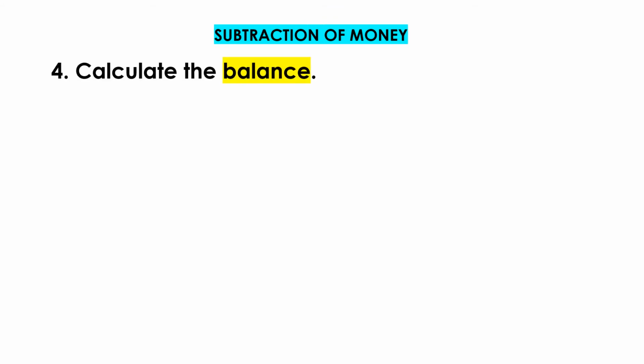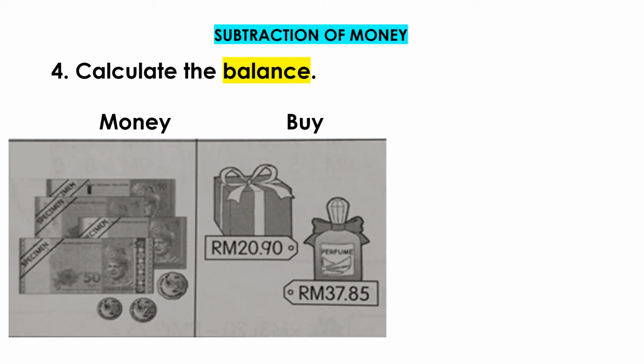Okay, calculate the balance. For example, this is the money that Nur Batrisha has. She wants to buy a present that costs 20 ringgit and 90 cents, and a perfume that costs 37 ringgit and 85 cents. So what is the balance of Batrisha's money? For that, we have to count the total of Batrisha's money first.